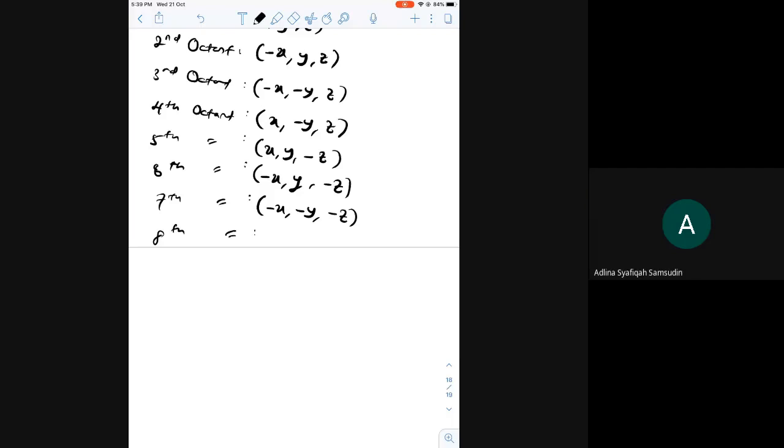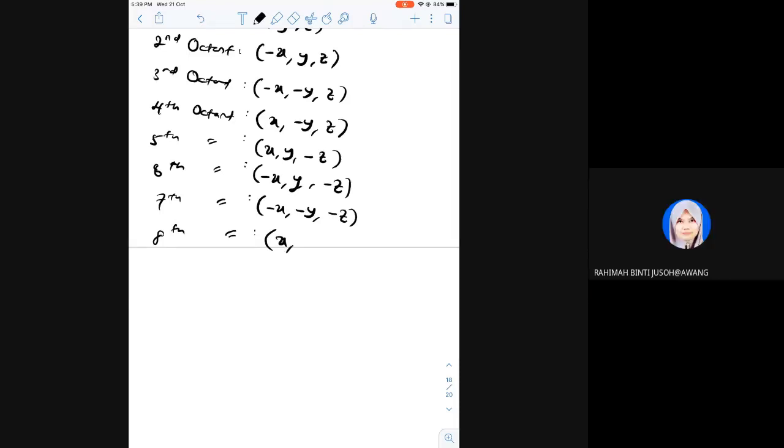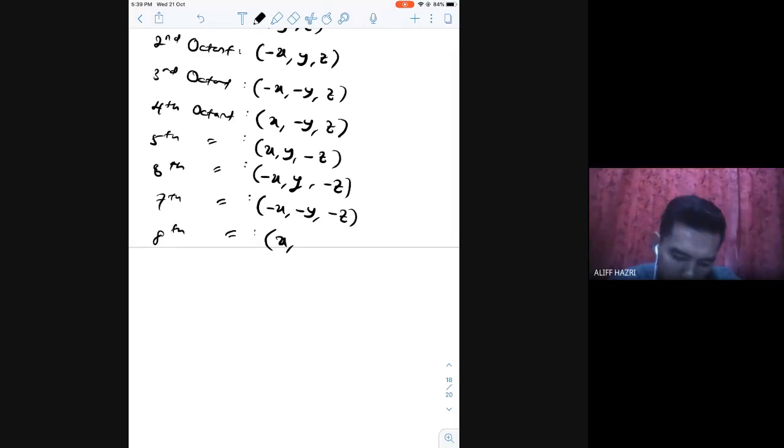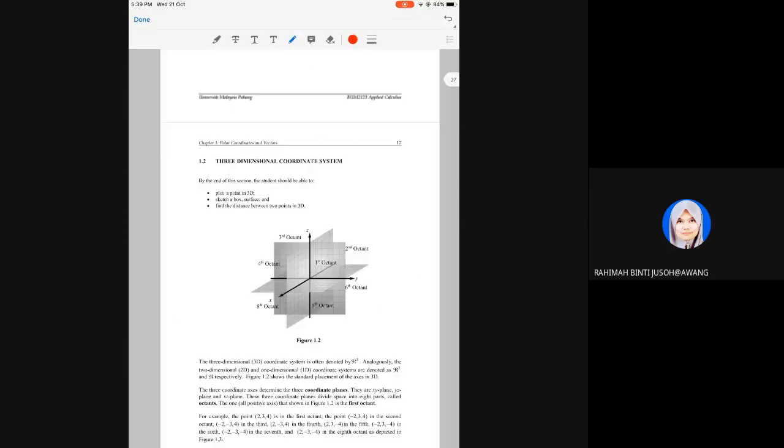Okay, now 8 octane. 8 octane depan belakang. Depan balik, yes. So X must be positive. Y negative or positive? Negatif. Negative Y and Z is negative. Negatif. Okay, good. Nice. Okay. So let's take a look at the exercise.